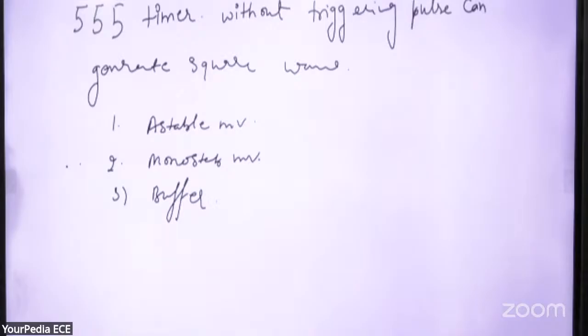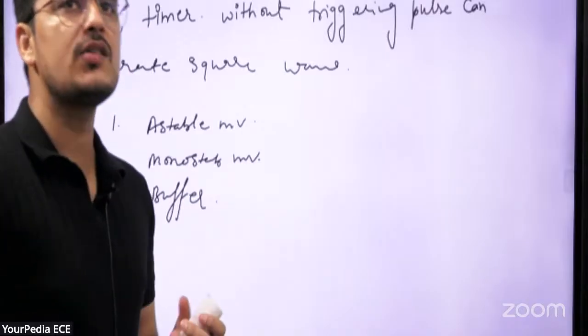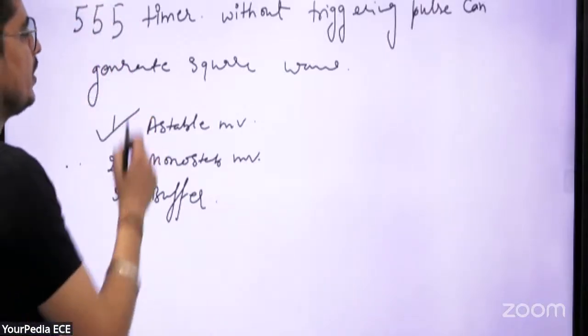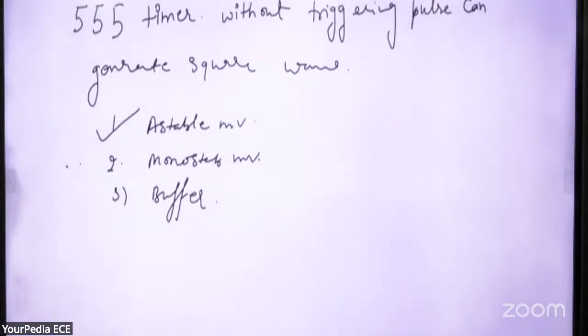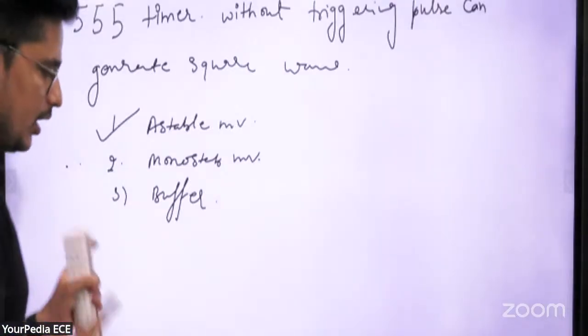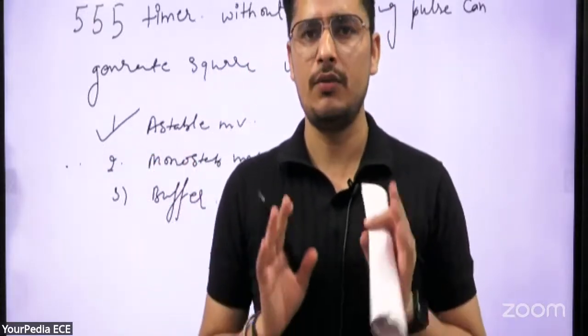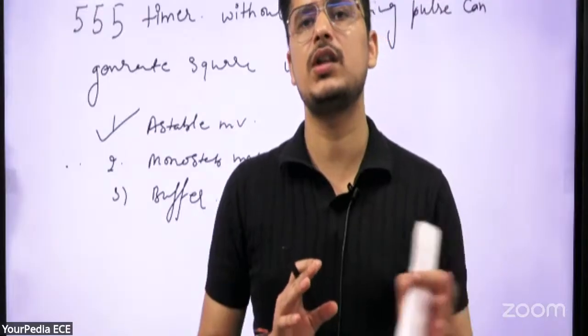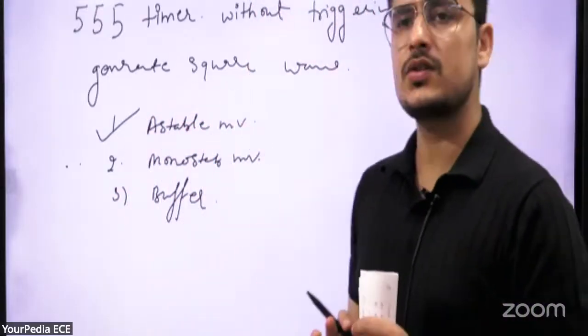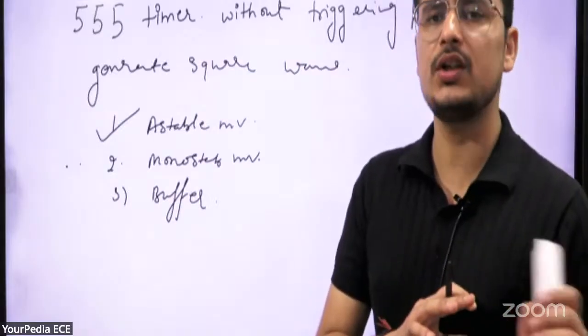So basically, we already discussed this 555 timer in the class in very detail, right? The 555 timer without the triggering pulse can generate a square wave. Without the triggering pulse, if it is generating a square wave, then we can say this is working in astable multivibrating mode. So we already discussed these things in our class. So from the questions we discussed till now, we are coming to the conclusion that these questions mostly come from what we studied in the classes.